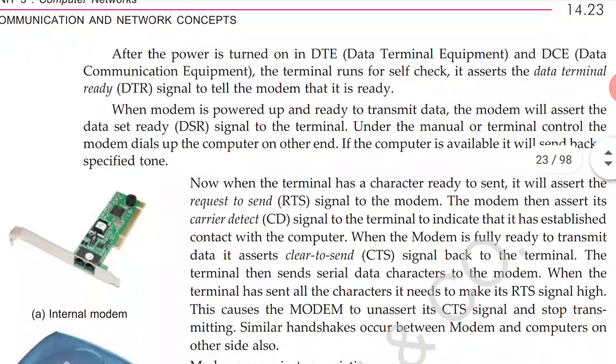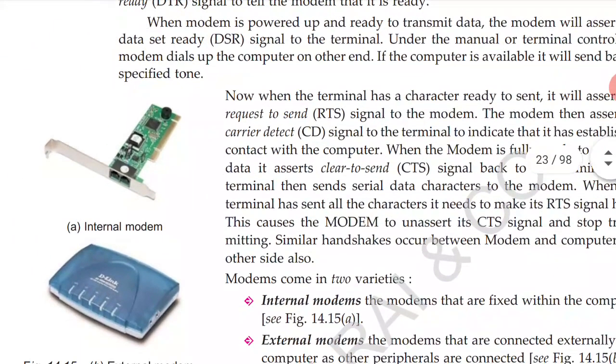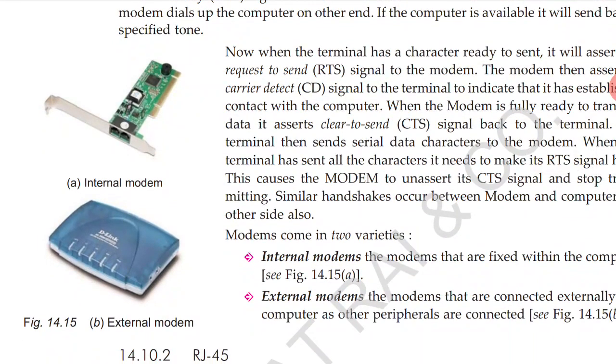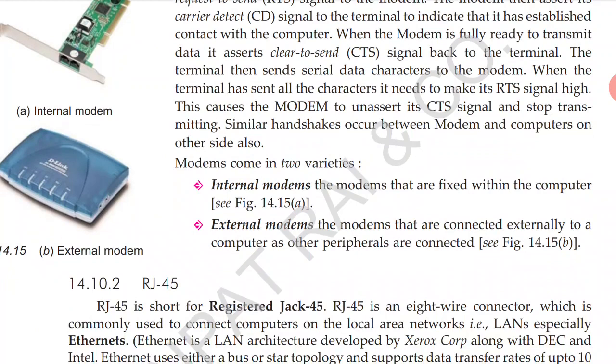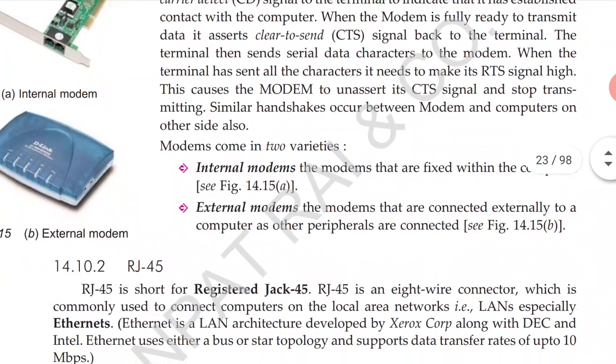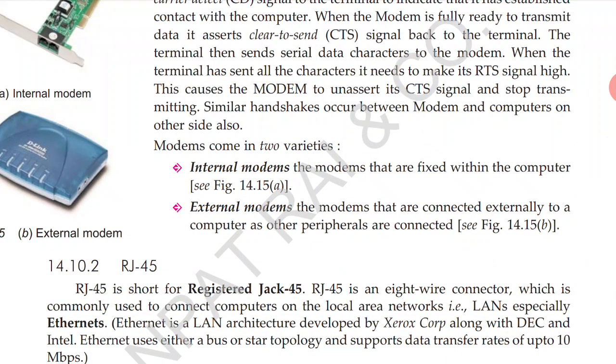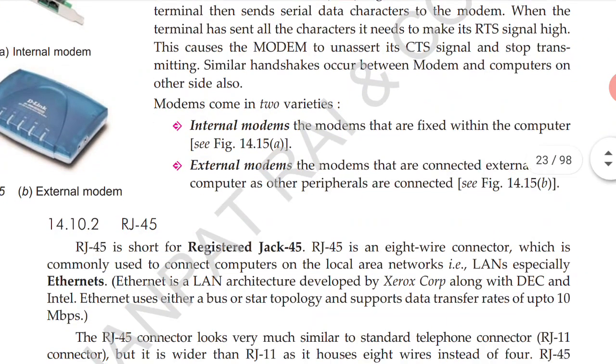Then we will go to the next part. There are two types of modems. One is the internal modem. It is a part of the CPU, and we can even install it on a motherboard. The other one is the external modem. Internal modems are fixed within the computer. External modems are connected externally to the computer, as other peripherals are connected.